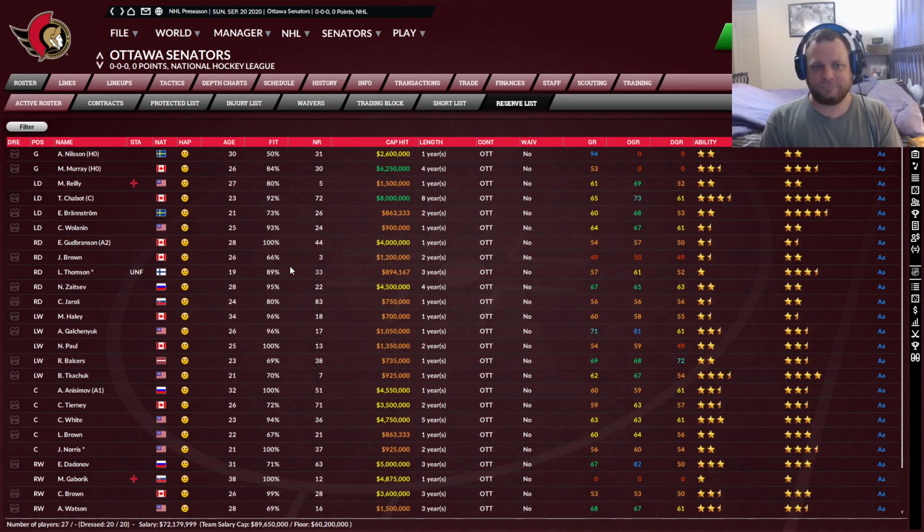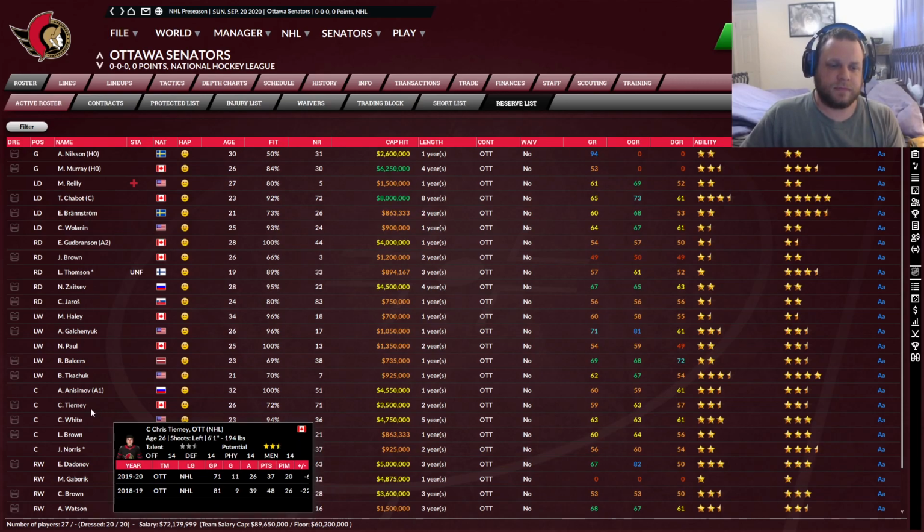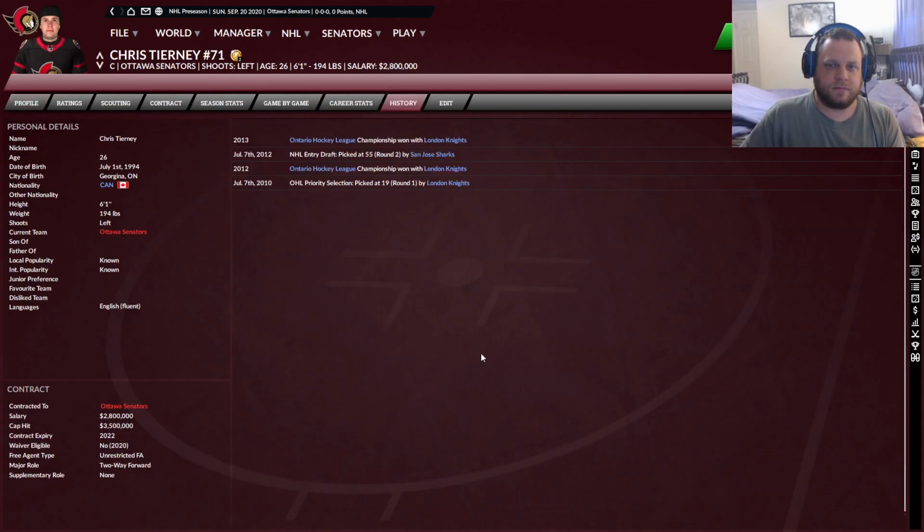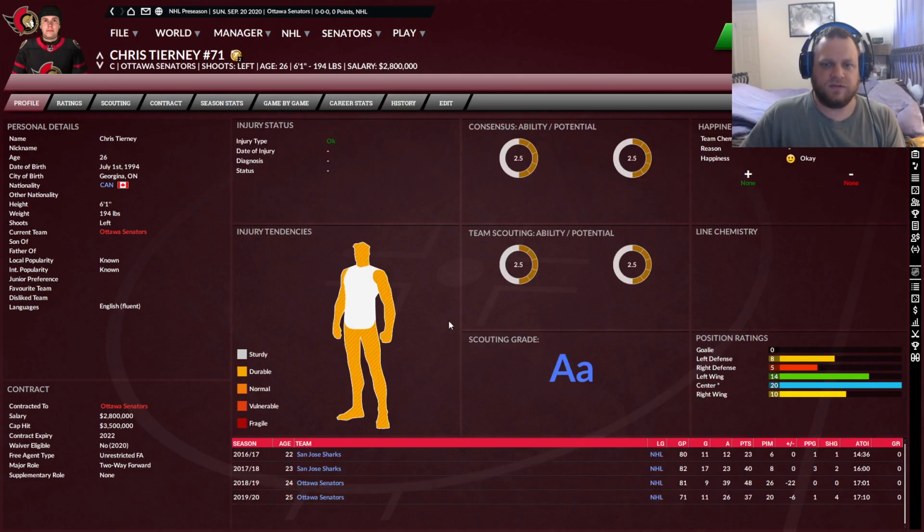Second way is, of course, through a trade. So through a trade... Okay, so for some reason, it's not listed in here.